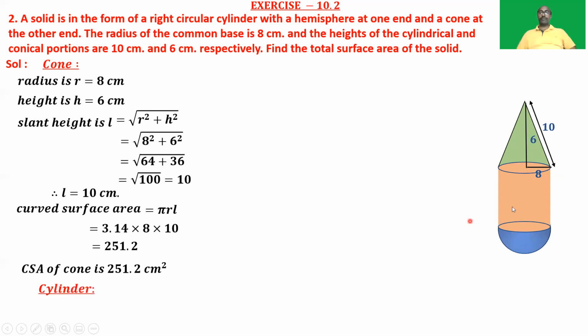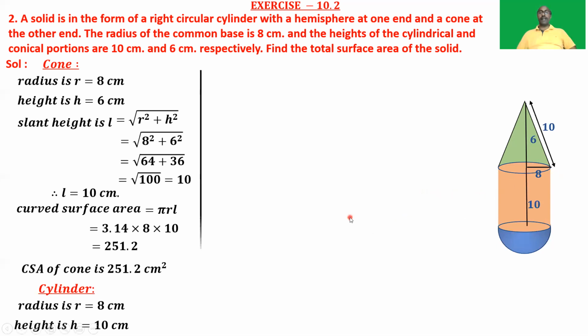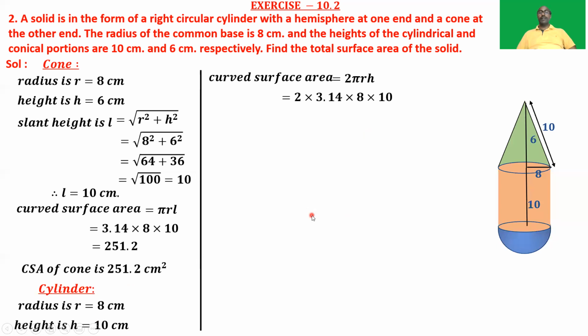So take the cylinder, and for the cylindrical portion, the radius is 8 centimeters and its height is 10 centimeters. Now its curved surface area is 2 pi RH. Now substitute pi is equal to 3.14, R is equal to 8 and H is equal to 10. Then we get 502.4. So the curved surface area of the cylinder is 502.4 centimeters square.